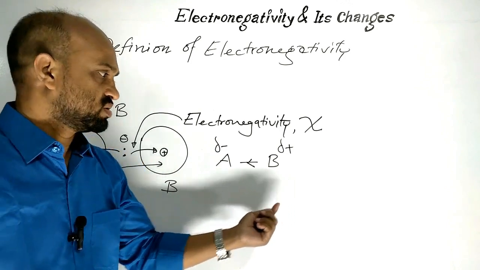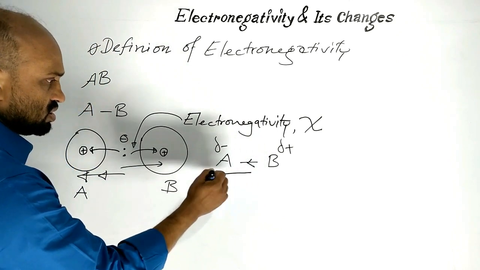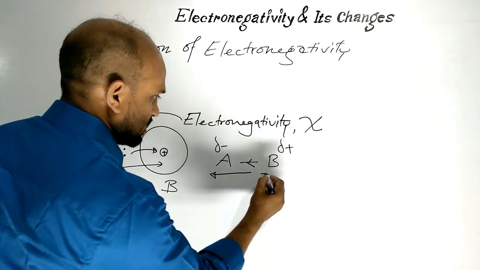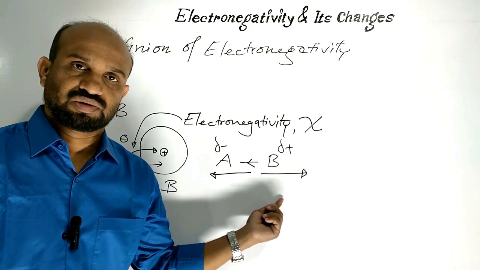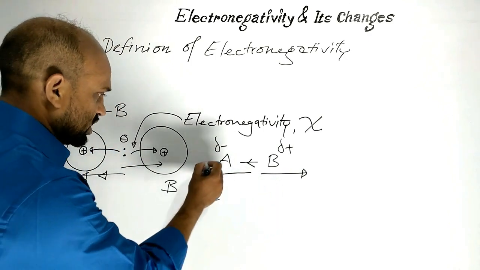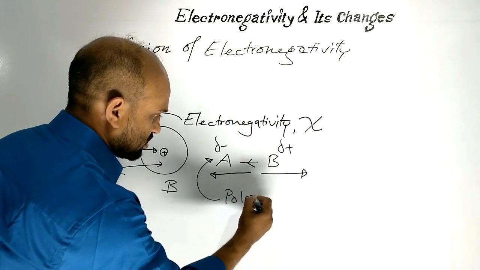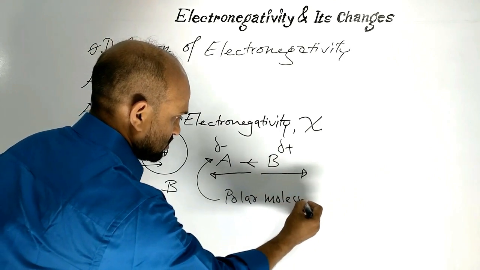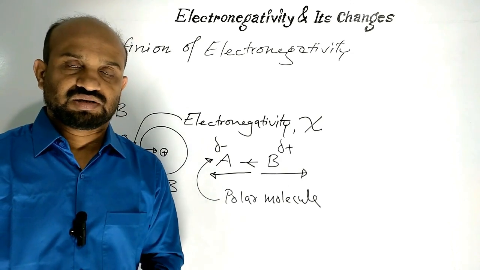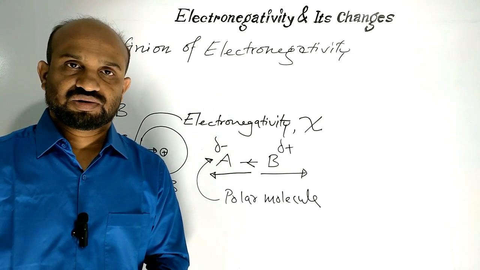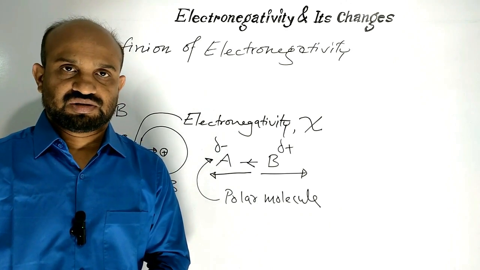That means now in this molecule there are two poles. One is a negative pole, another one is a positive pole. Two ends, two poles. That is why this AB molecule is a kind of polar molecule. That means the AB molecule has polarity. It has two poles, positive pole and negative pole, because of the electronegativity difference.